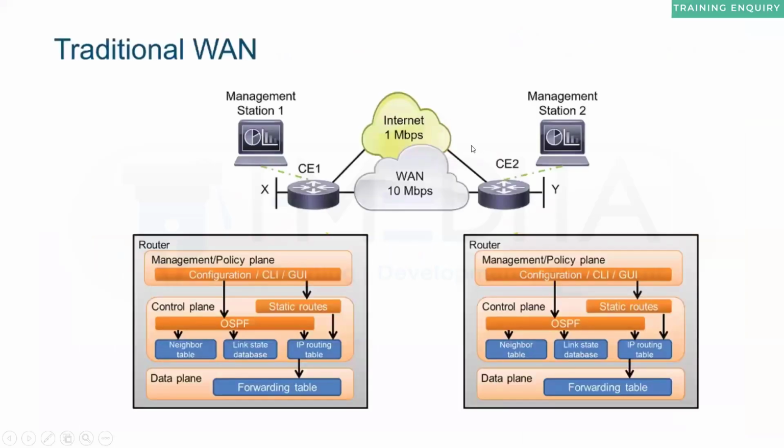So this is the traditional way of connecting your remote sites together, right? Earlier we used to have, I mean, this is one example. It's not mandatory that this was the only way of interconnecting the remote sites traditionally. We had so many different ways for interconnecting remote sites, but for now, we have taken only this scenario to explain the traditional WAN.